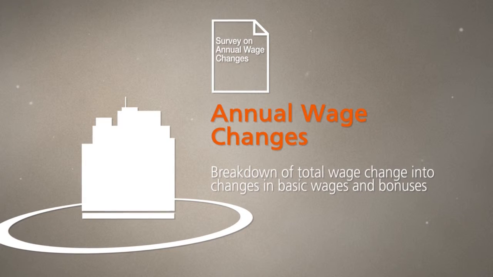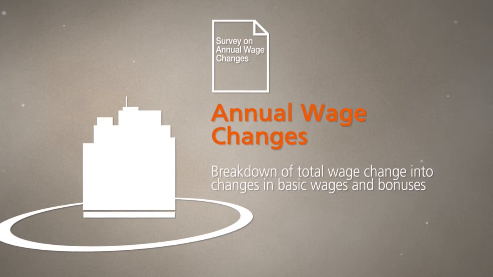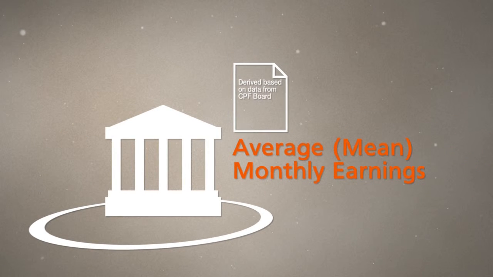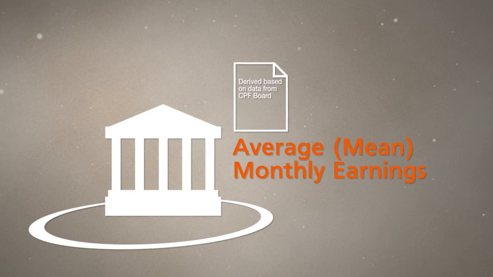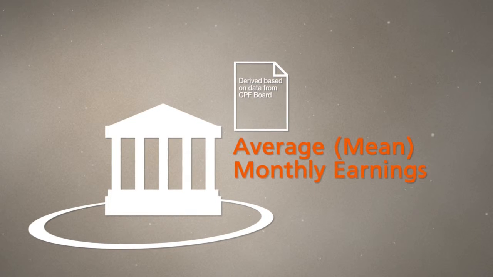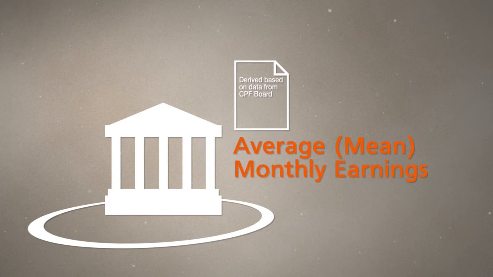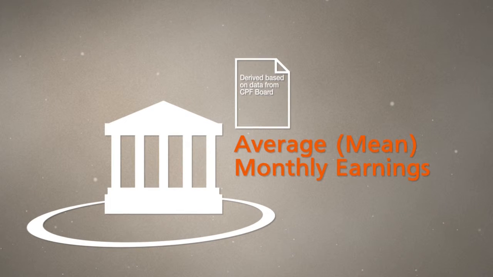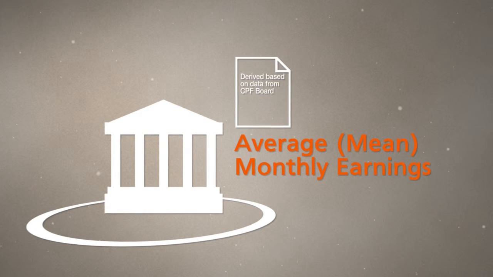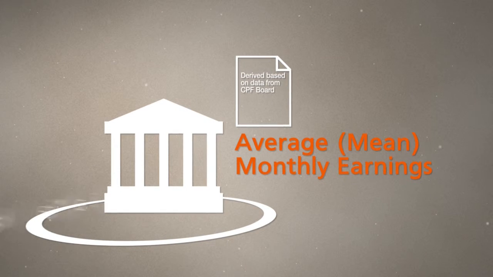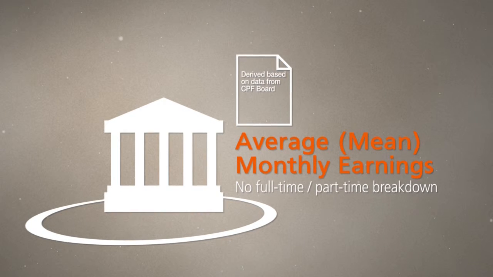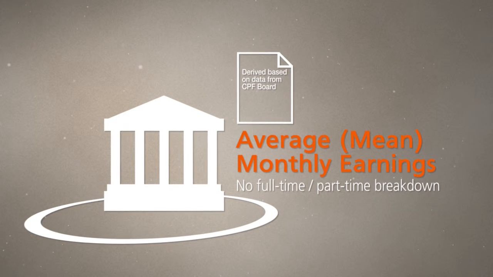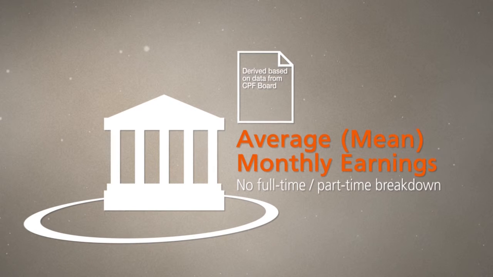For more frequent data on wages of employees, we can refer to the average mean monthly earnings compiled from the payroll of CPF contributors. These quarterly figures provide a timely rough gauge of the average wage movement of employees in Singapore. However, as the data cover all employees who contribute to the CPF without breakdown, separately to full-timers and part-timers, the average monthly earnings can be influenced by the changing mix of workers and variations in overtime.